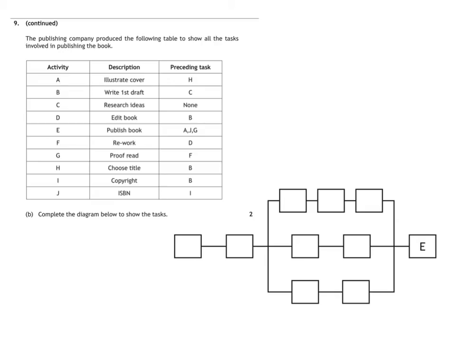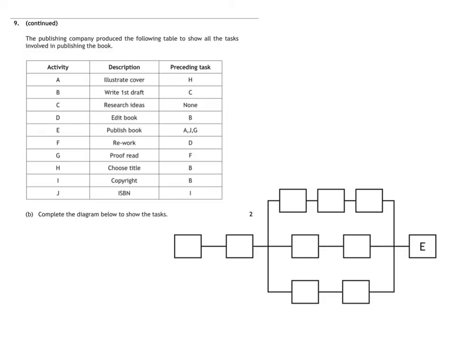Right, so keep going. We've got the publishing company produced the following table to show all the tasks involved in publishing a book. So we have activity A, illustrate the cover. Activity B, write the first draft. Activity C, research ideas. D, edit the book. E, publish the book. F, rework the book. G, proofread the book. H, choose the title. I, copyright the book. And J, do the ISBN. We need to complete the table below to show all of our tasks.